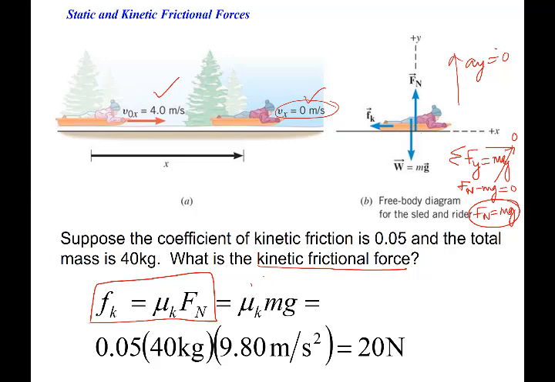We substitute for mu k, which was given. We know the mass of the person and the sled together is 40 kg. We know the value of g as 9.8, and when we multiply all these quantities, we are able to find the force of kinetic friction equal to 20 newtons.